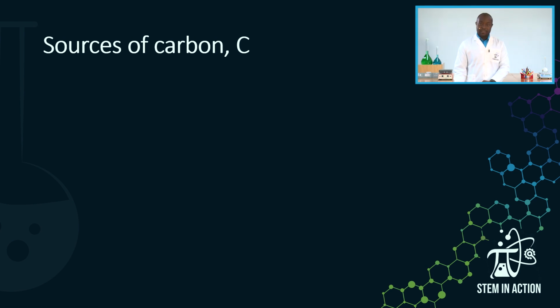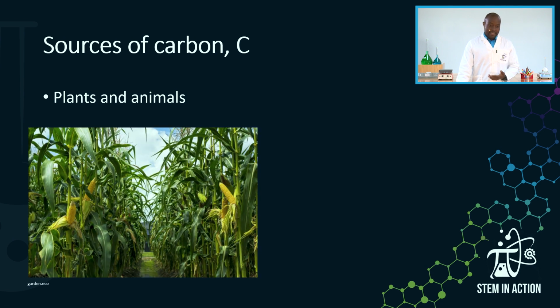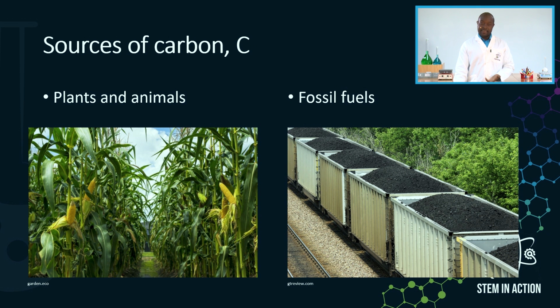So what are some of our sources of carbon? Our primary source of carbon are plants and animals. So we can regard this as a fresh source of carbon. Then there is what we can describe as an old source of carbon, which are fossil fuels. And these are found underground. Originally, they also came from plants and animals that were deposited underground, and they formed over a long period of time until they became fossil fuels.